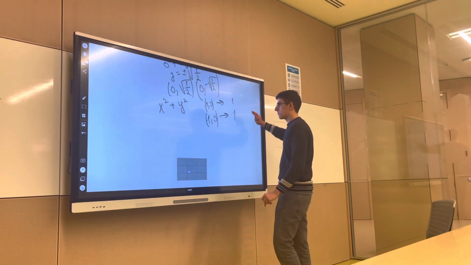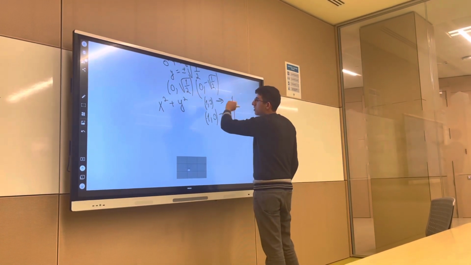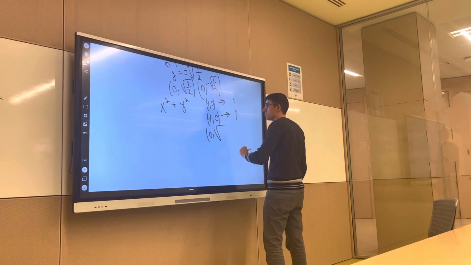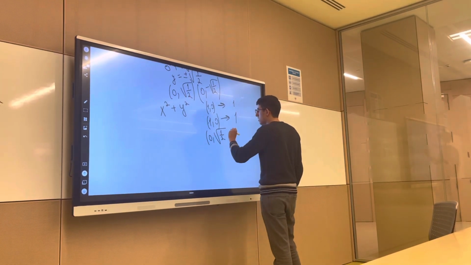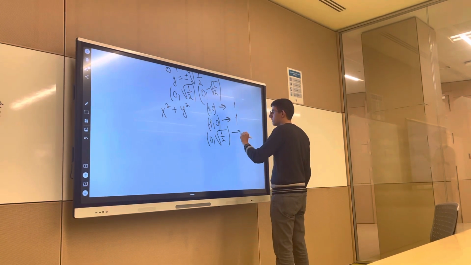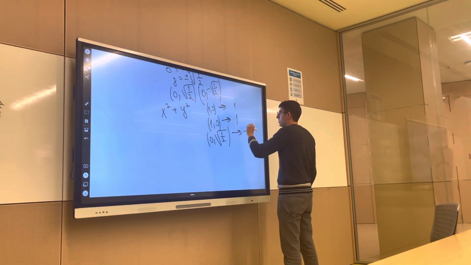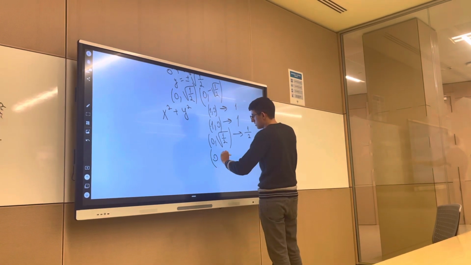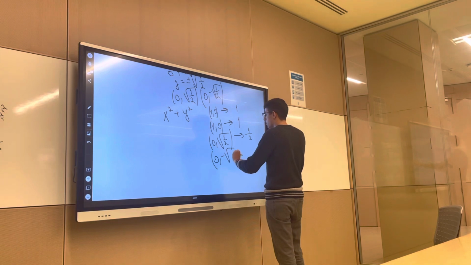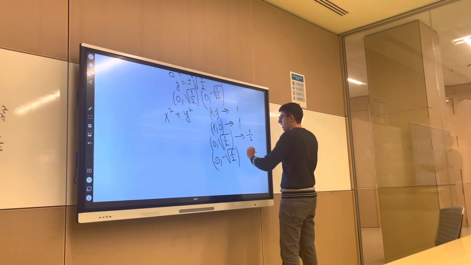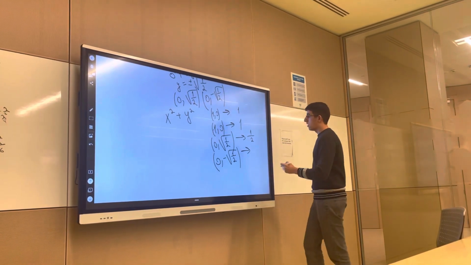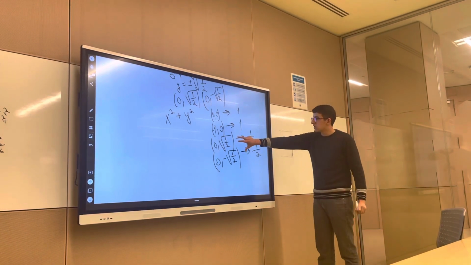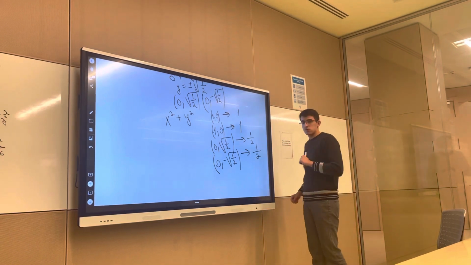And this point (0, square root 1 over 2), and we get 1 over 2. We have another point, again (0, minus square root 1 over 2), and we get 1 over 2. So we see that these points are the same distance from the origin.